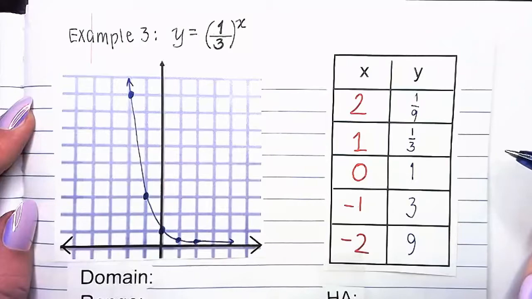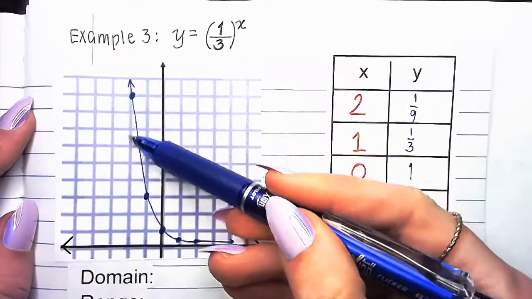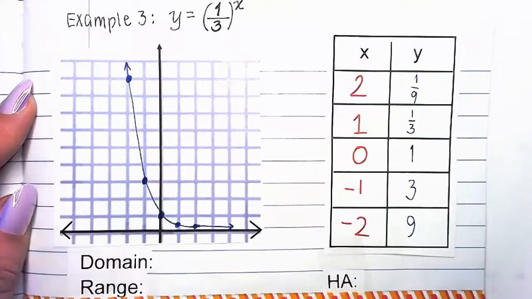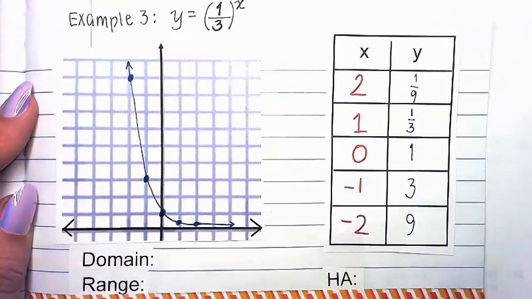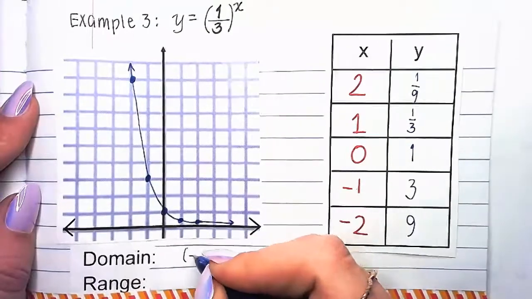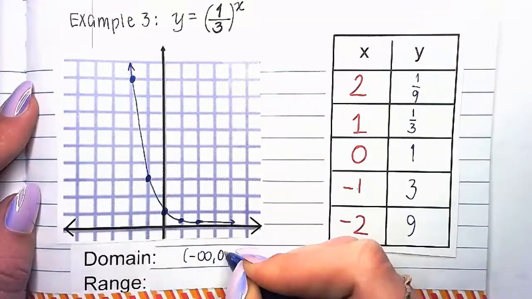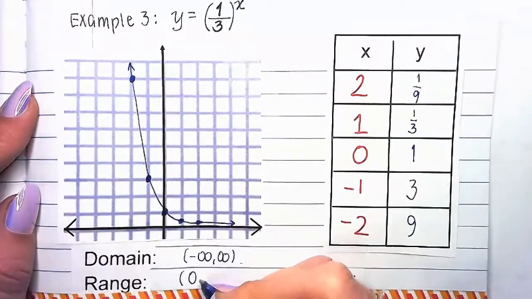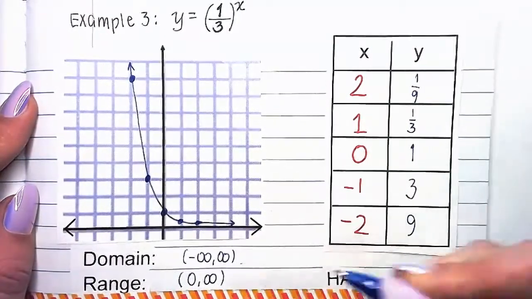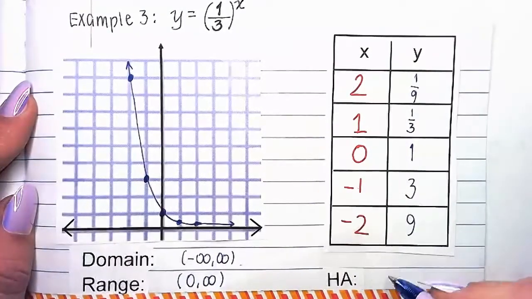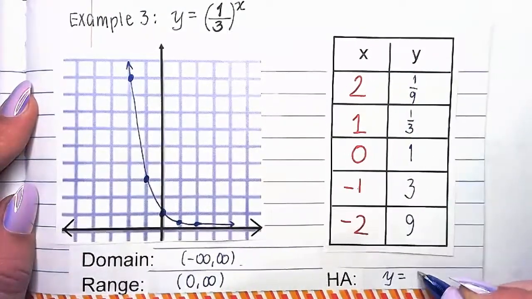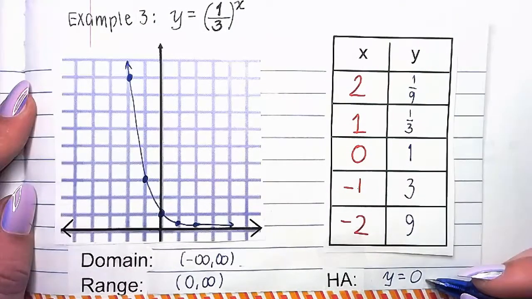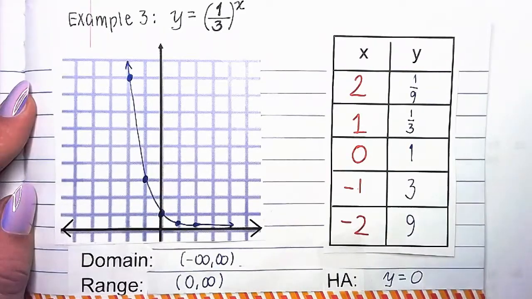This graph is different from the last examples because from left to right, my graph is going down. Does that impact our domain or range? Our domain is still from negative infinity until infinity, all real numbers, and our range is still from 0 until infinity. The horizontal asymptote also does not change. It's still at the line y equals 0, which is also another way of naming what? If you said the x-axis, you were right.